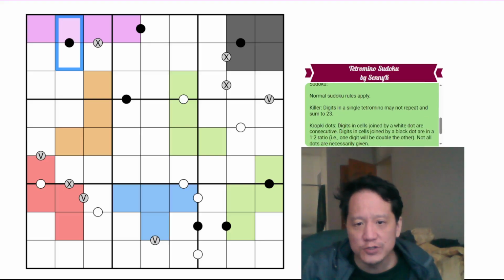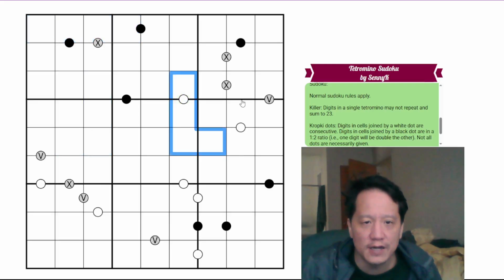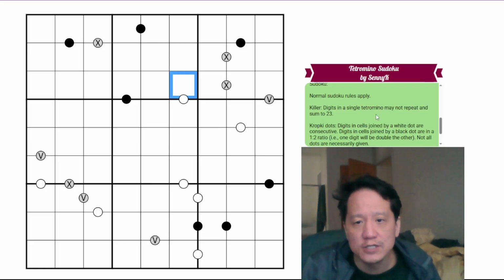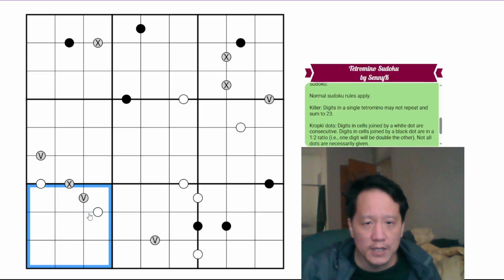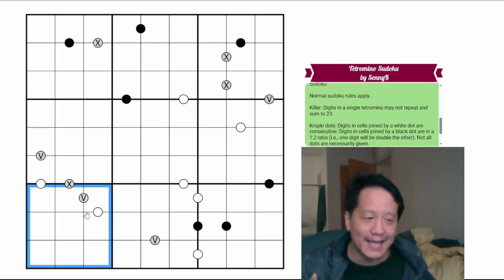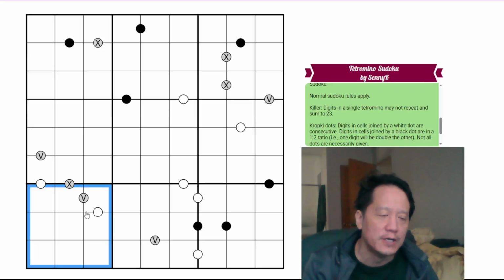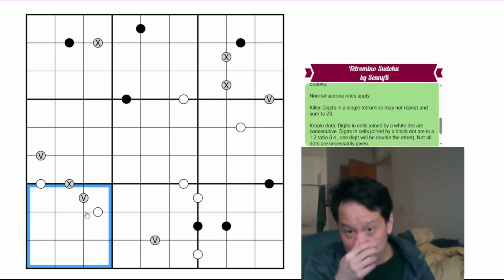And finally, we just have Sudoku rules, where normal Sudoku rules apply, which means in every cell in the grid, place a single digit from 1 through 9, such that there are no repeats in any row, column, or designated 9-cell region. Killer. Digits in a single tetromino may not repeat and sum to 23. So for every tetromino, the digits in them cannot repeat and they sum to 23 exactly.